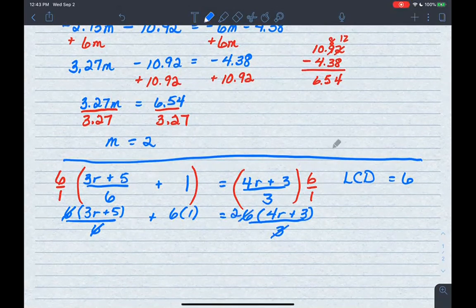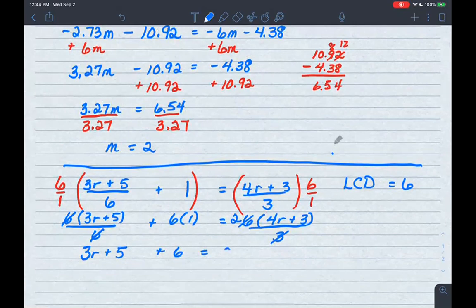2 times. So now what I have, and some students don't like to write down the step that I just wrote. They like to jump to this one, and that's fine. But if you need that middle step, make sure you write it. It doesn't take that much space, right? And you want to get the problem right. So 3r plus 5 plus 6 equals 2 times 4r plus 3.